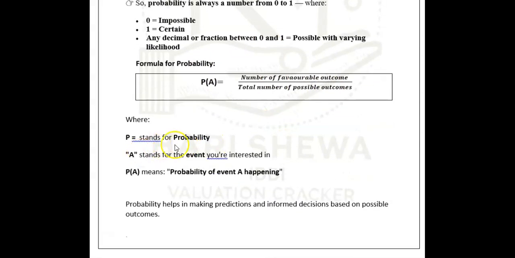Here P stands for probability, and A stands for the event you are interested in. So in probability we write P, with A inside the bracket. P(A) means the probability of the event happening. Probability helps in making predictions and informed decisions based on possible outcomes.